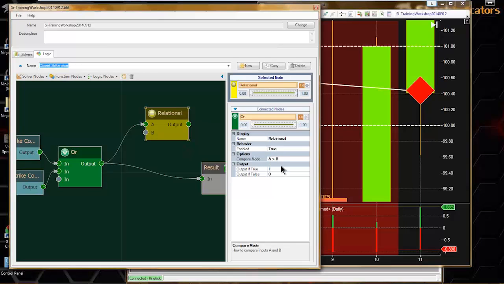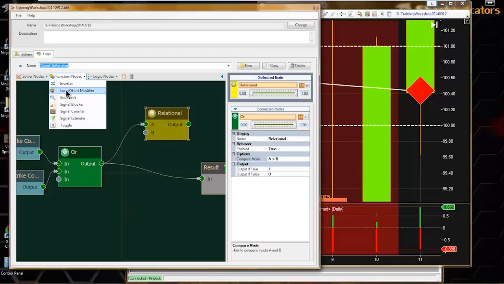And it's also comparing the short output that's going into A. Remember, this leader that goes from the OR node into A contains both the long output and the short output at the same time. So when we're checking A greater than B, it's checking the long side of A greater than the long side of B, and then it's also checking the short side of A to be greater than the short side of B. So we're going to have to take this short output and reverse it, converting it into a long output, so that this relational node can compare long output to long output.